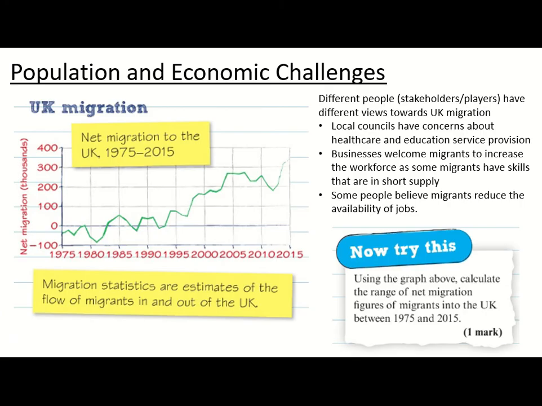Now there's a bit of a skills question. This is also common to the challenges topic. You'll have a lot of skills-based questions, and you'll see just how many actually in a minute. It's not that many. But you can have a go at doing that. Using the graph, calculate the range of net migration between 75 and 2015. So if you can work out roughly, and you can estimate, what 75 was and what 2015 is, what is the change between those figures? When you're ready, unpause the screen.